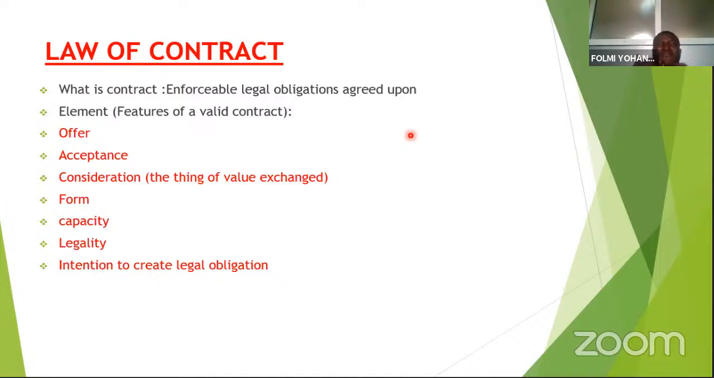Then we talk about form. Contracts can be oral, written, and they can be by conduct. An example of a contract by conduct is when you enter a taxi without even saying a word to the taxi driver, and you get to where you want to go and you remove your money and pay the taxi.